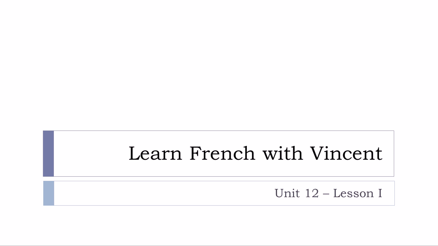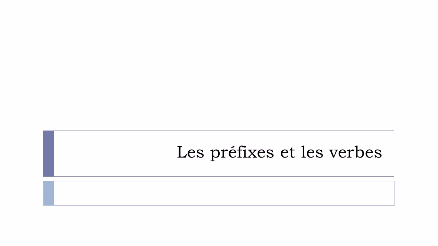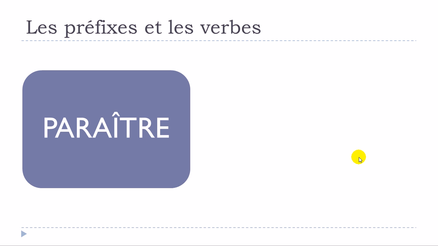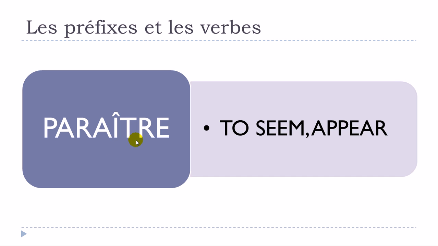Bonjour à tous and welcome to Learn French with Vincent. This is Unité 12, leçon I. And in this lesson, we'll continue the series of videos that we've been starting, covering the topic les préfixes et les verbes. And in this video, we'll concentrate on the verb paraître. So this is the meaning of paraître, and the idea is that, of course, when we're talking about les préfixes, we will add a few letters in front of paraître, and by adding these letters, we'll change the meaning of the verb.